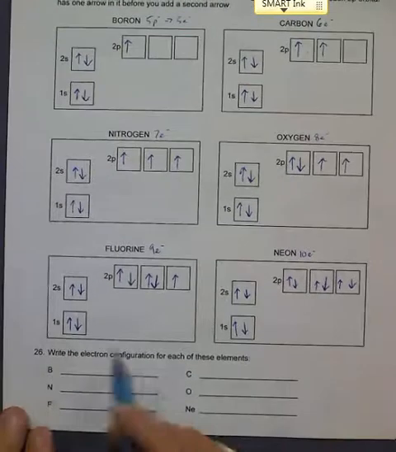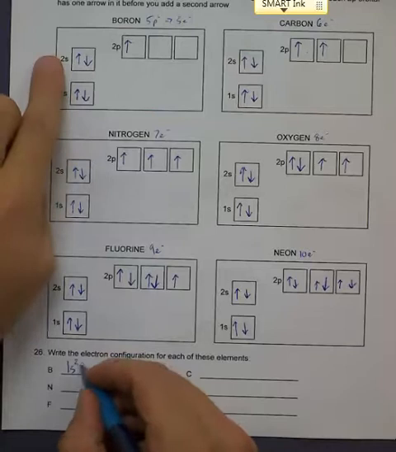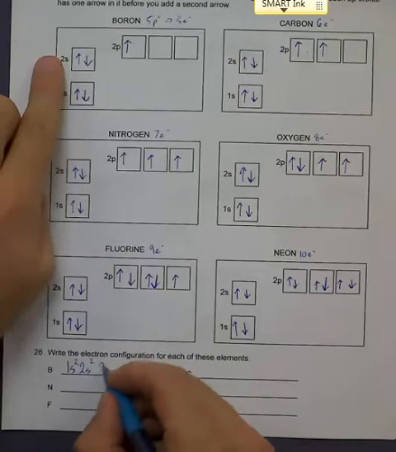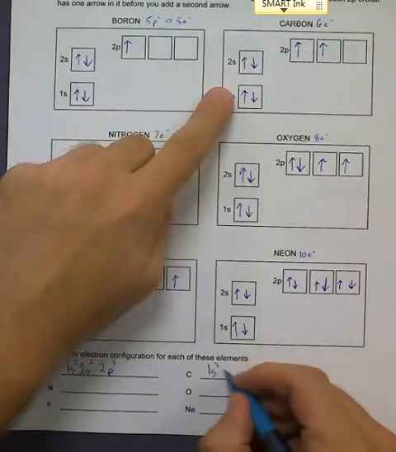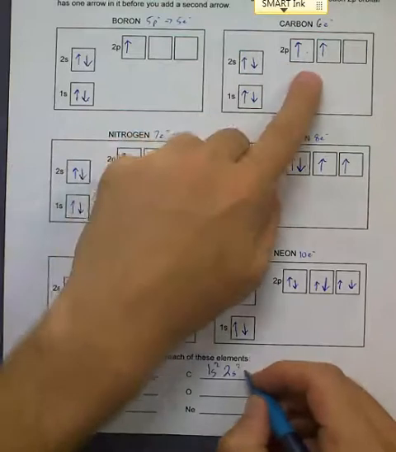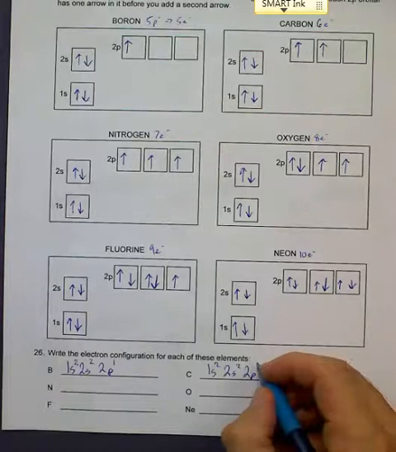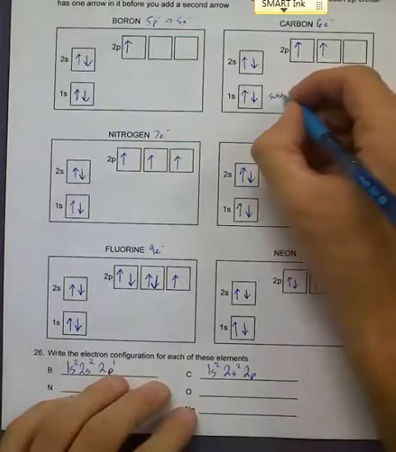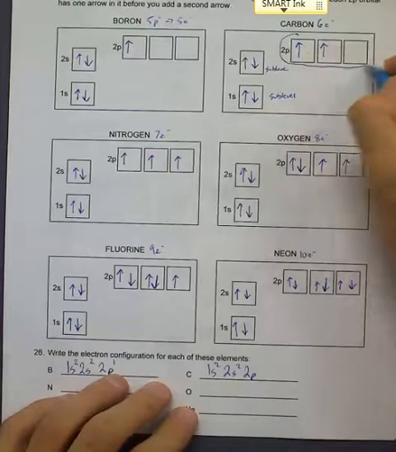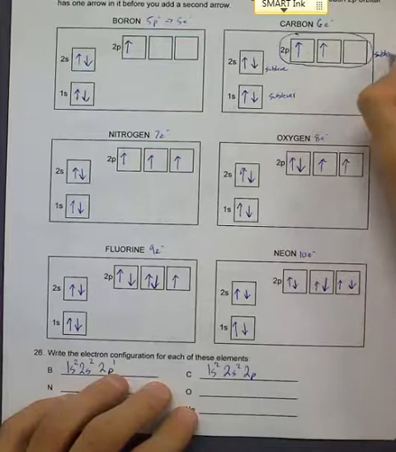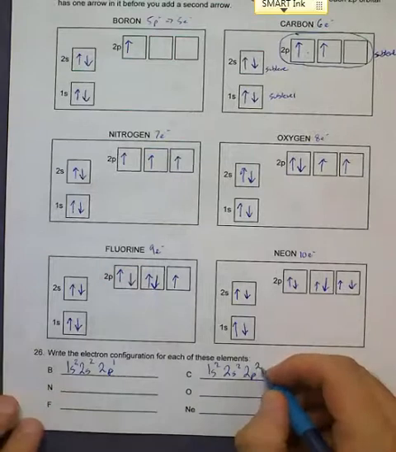So let's go ahead and write boron. I see 1s2, 2s2, 2p1. For carbon, 1s2, 2s2, 2p, and we're going to take the total number of electrons in the entire 2p sublevel. This is the 2s sublevel. All of these are the 2p sublevel. There are 2 electrons at the 2p sublevel.